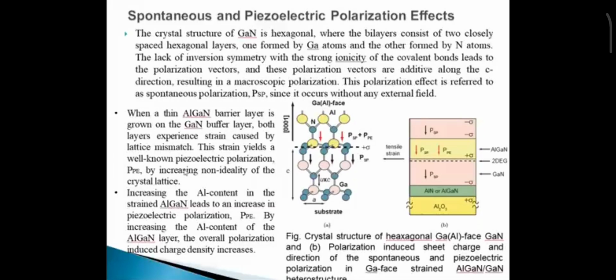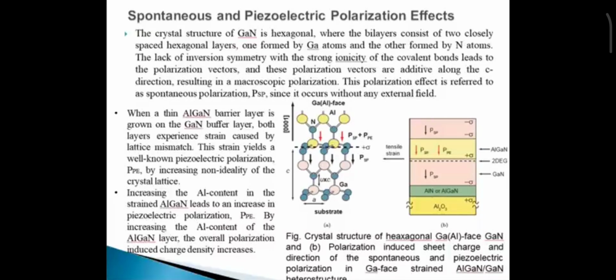any external field. You can notice in the figure that this is the gallium nitride structure, and this is the aluminum gallium nitride structure. You can see it in the energy band diagram. When a thin aluminum gallium nitride layer is grown on the gallium nitride buffer layer, both layers experience strain caused by the lattice mismatch. This strain gives rise to what is called piezoelectric polarization. It is represented by PPE.